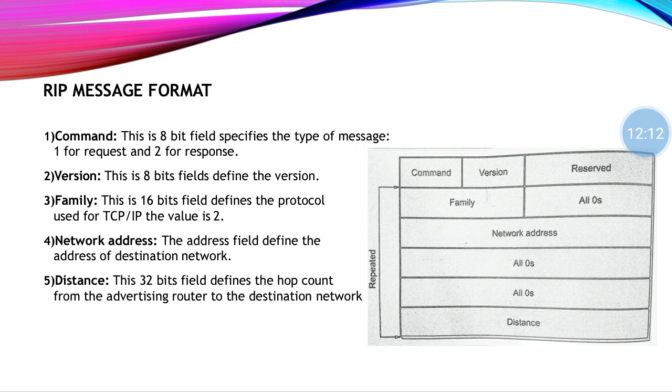The family is a 16-bit field that defines the protocol used for TCP/IP. The value for RIP family identifier is 2. It is a 16-bit field and it tells about the addresses, which address is used, whether the address is binary or hexadecimal, and so on. Network address contains the address of the destination network. And finally, distance, it is a 32-bit field, defines the hop count from the advertising router to the destination network, in the sense it collects hop count, and we have already discussed what is hop count.